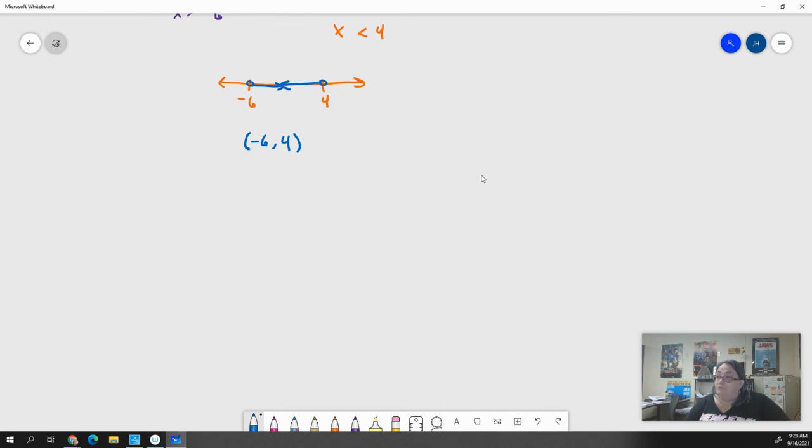What if I have another example? I love examples. What if I have 4 less than 3p? I hate it when the variable's p. I usually try and change it to x, but I didn't do it this time. I just wrote that out.